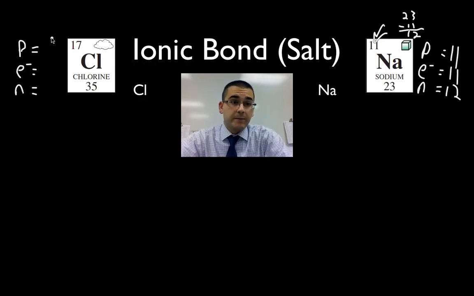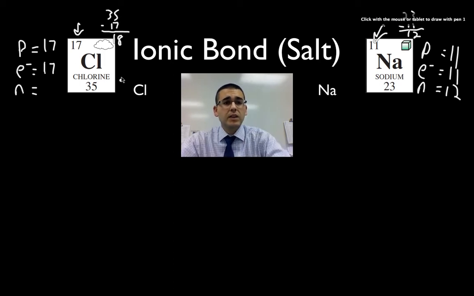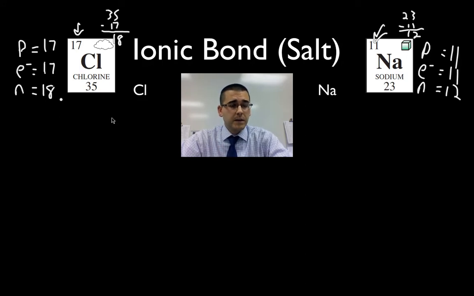Over here for chlorine, again, very similar. This number is telling us our number of protons or electrons, so 17 and 17. Very, very easy. To find our number of neutrons, we need to do a little bit of subtraction. So we have 35 minus 17. When it's all said and done, it is 18. Okay, so we have our basic information that we need to know for each of these elements.